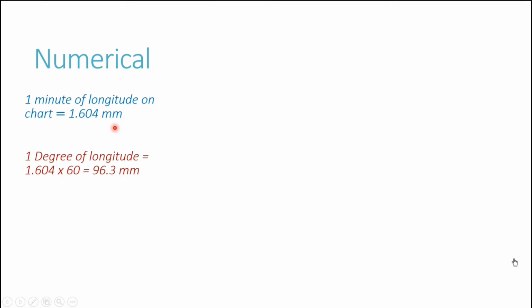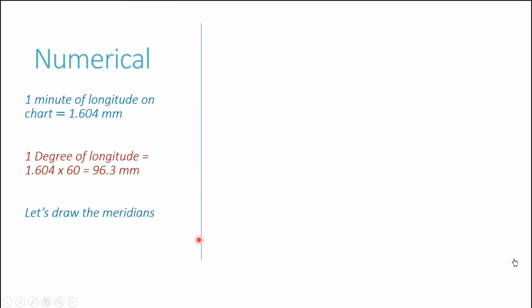Now using this, we can easily calculate what will be the length of 1 degree of longitude. 1 degree consists of 60 minutes. So it will be 60 multiplied with 1.604. 1 minute was 1.604 millimeters. You multiply it with 60, you get the length of 1 degree of longitude, which comes out to 96.3 millimeters in our particular case. Once you have this length, you can easily draw the meridians on the answer sheet now. So let's draw the meridians.